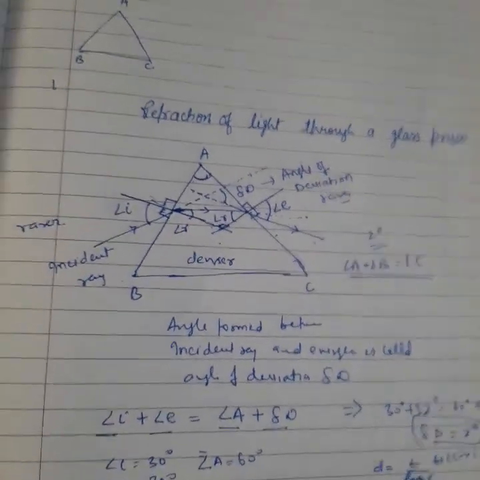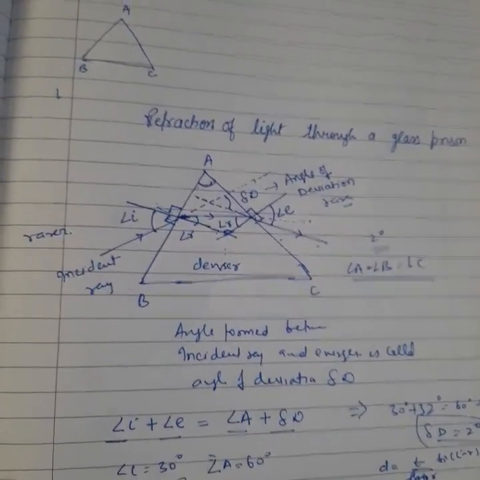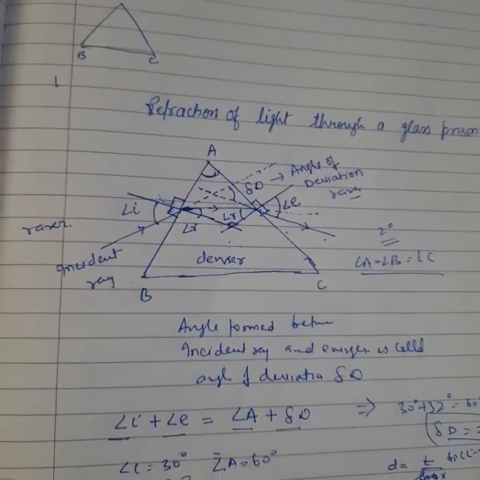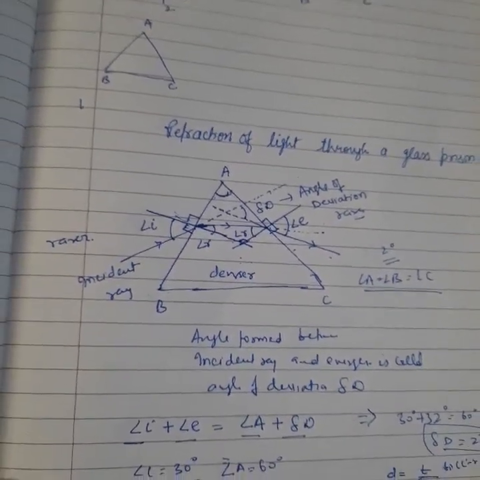Clear? In the next video I will discuss how white light converts into 7 colors, wavelength, frequency, VIBGYOR, rainbow concept. I will discuss all these things in the next video.